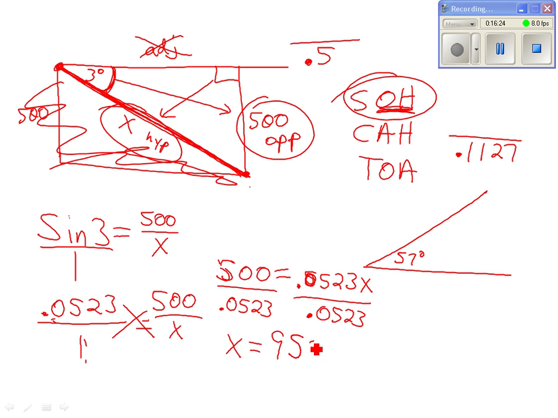9,560. What was that, feet or meters? Feet. So it makes sense for that airplane to be 9,560 feet off the runway? Yeah, that makes sense.